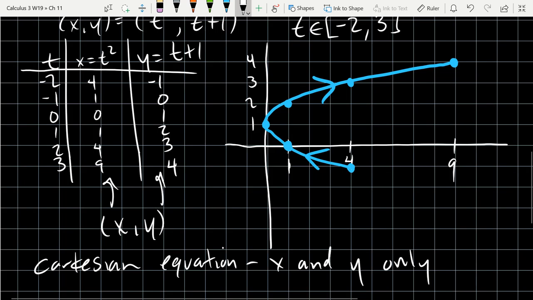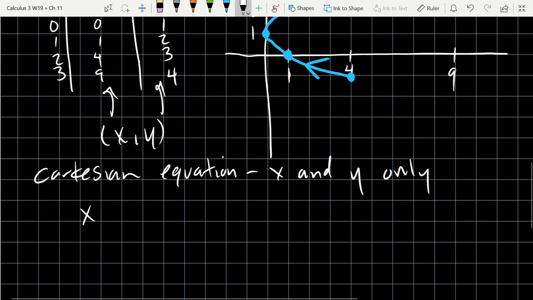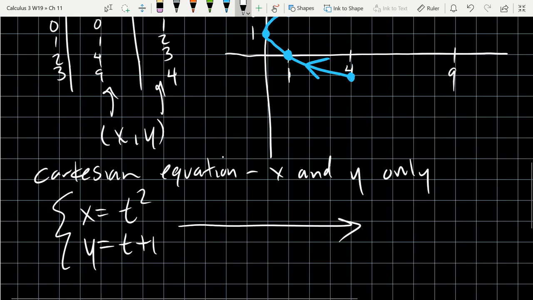So this is going to only involve algebra. I'm going to write down the x equation is t squared, and our y equation is t plus 1. So we have a system of two equations with three variables. What I want to do is turn this into one equation with no t's, one equation and two variables. You already know how to do this.